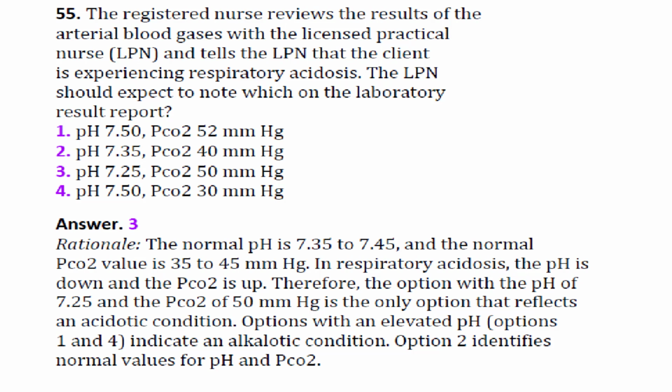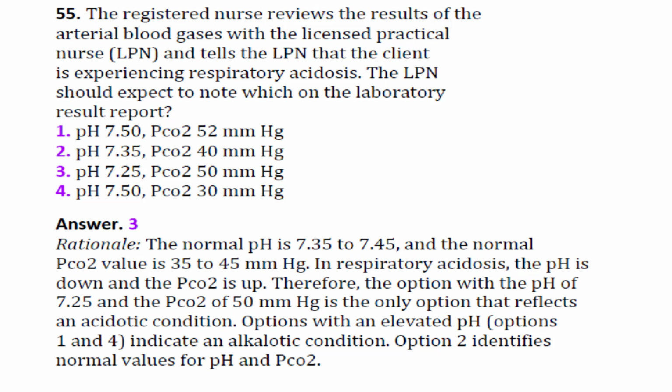1. pH 7.50, CO2 52 mm Hg. 2. pH 7.35, CO2 40 mm Hg. 3. pH 7.25, CO2 50 mm Hg. 4. pH 7.50, CO2 30 mm Hg.